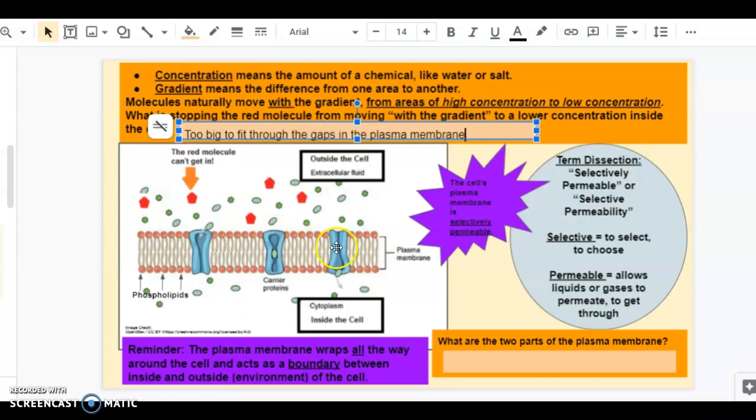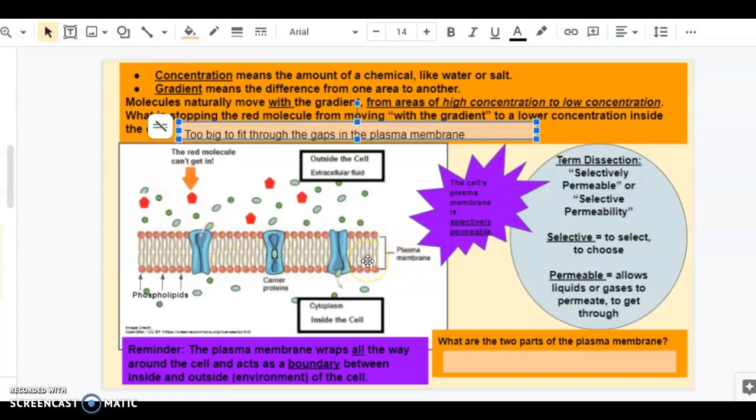The plasma membrane acts as a boundary that would wrap all the way around the cell's cytoplasm. We say that the plasma membrane is selectively permeable because of this ability. Selective means to choose, and permeable means to allow things to pass through. So it chooses what passes through. And to do that, it relies on its structure.